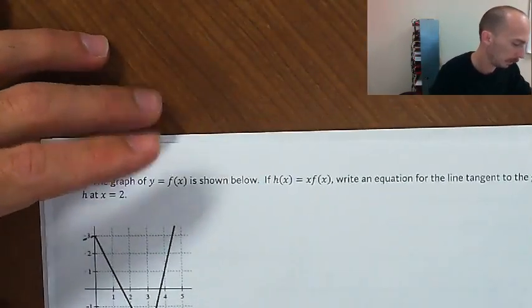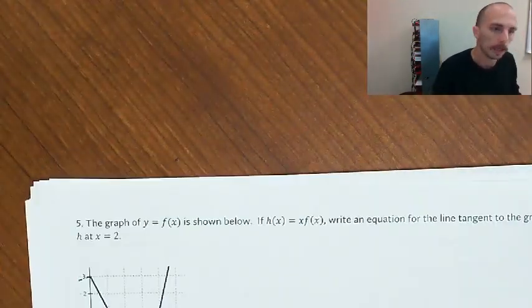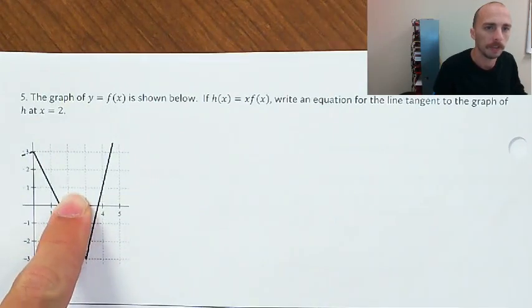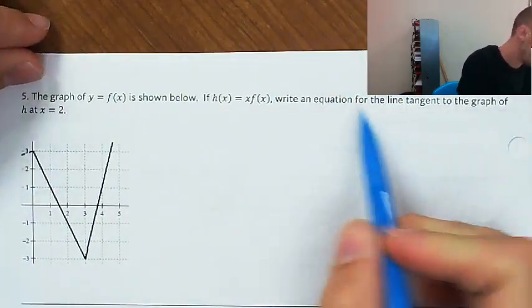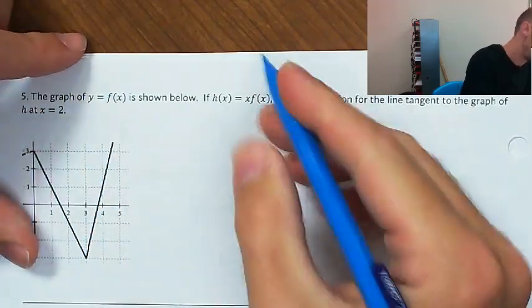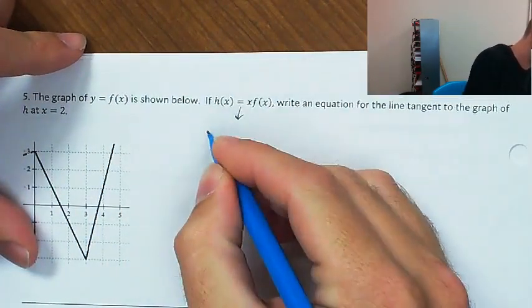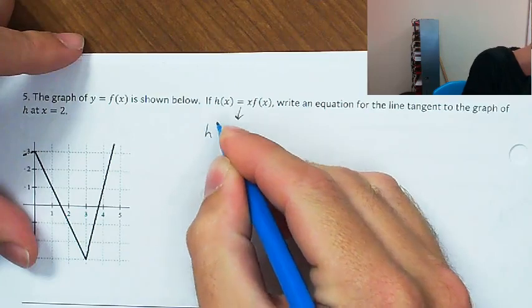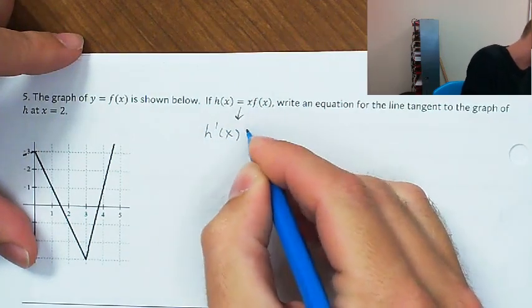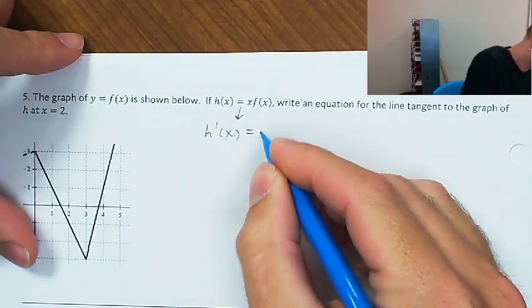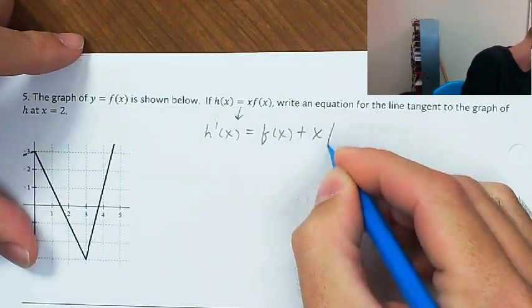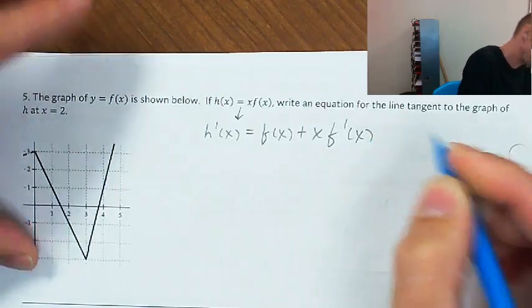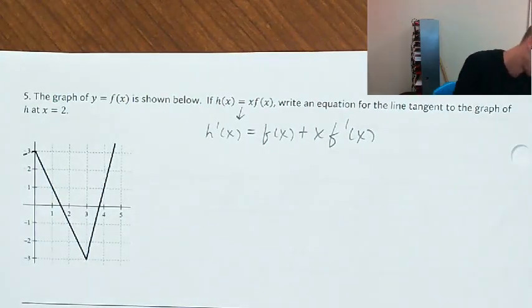All right, this is speeding up a little, I think. h is equal to x times f of x. We're going to write an equation for the line tangent to the graph of h at x equals 2. Okay, well, I know eventually I'm going to have to take the derivative, so I'm going to do that right now. I'm going to say h prime of x. I'll take the derivative of x, that's 1, and leave f of x the same. Then I will leave x the same and take the derivative of f, and that'll be h prime of x.